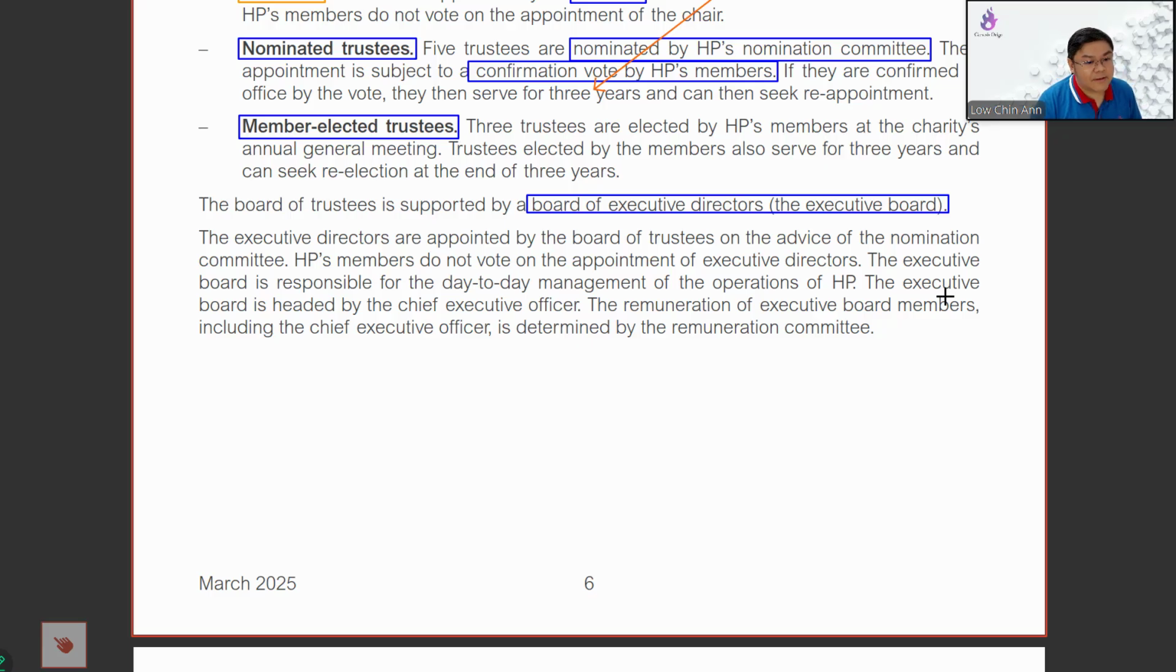Executive directors are appointed by the board of trustees. Now there's the role, right? They are the ones that will appoint the board of executive directors. The board of trustees will appoint them on the advice of the nominations committee. The members do not vote on the appointment of executive directors. So that's why the people that will run the show all come through the board of trustees. The executive board is responsible for the day-to-day management and operations. The executive board is headed by the CEO. The remuneration of the executive board, including the CEO, is determined by the remuneration committee.